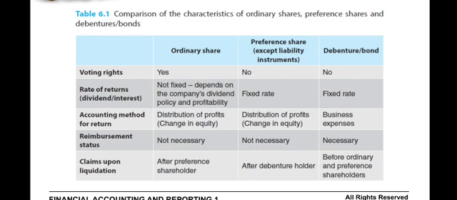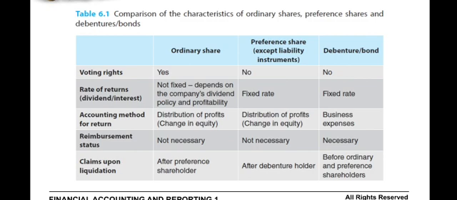Reimbursement status. So in case of the company collapse or bankruptcy, what should the company do? If a company goes bankrupt, the company has to dispose of all the assets, and the company has to pay the bondholders first, because the bondholders are the creditors. So the company has to pay the liability first.